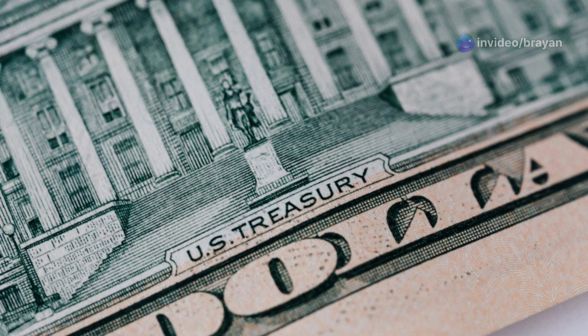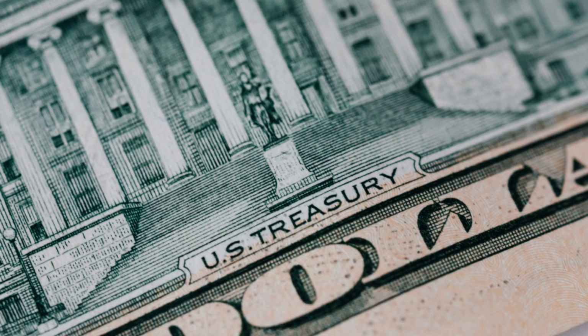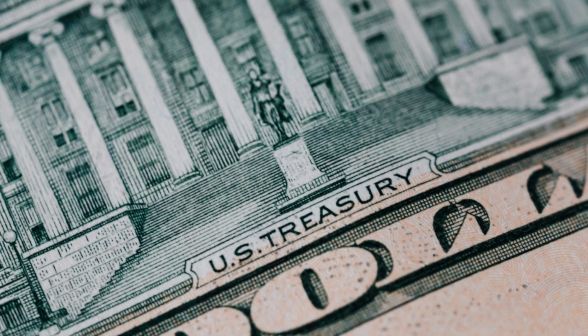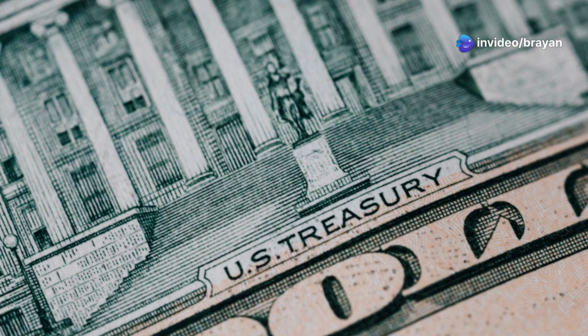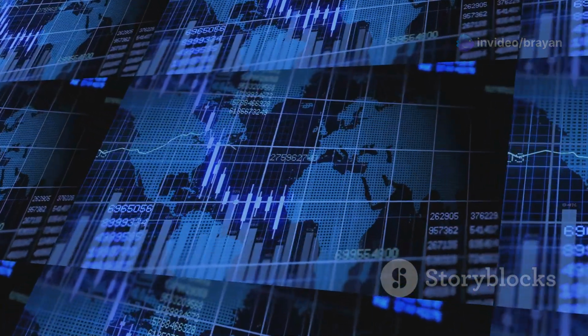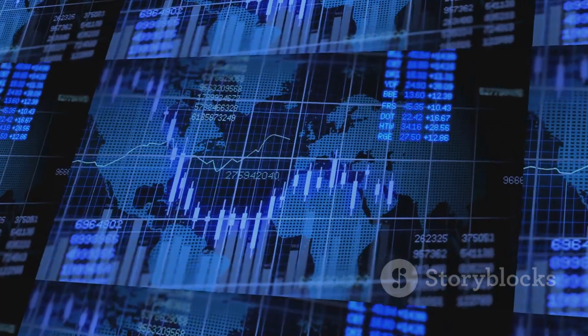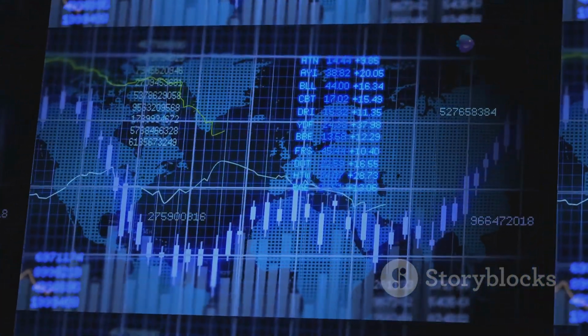It allows the U.S. to borrow money at lower interest rates because foreign central banks are willing to hold U.S. Treasury bonds as safe haven assets. This demand for U.S. debt helps to keep borrowing costs low for the American government. This privilege gives the U.S. greater flexibility in managing its economy. It can implement monetary policies with more freedom, knowing that there is a consistent demand for its currency and debt.